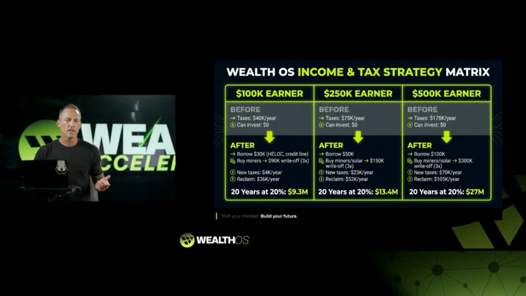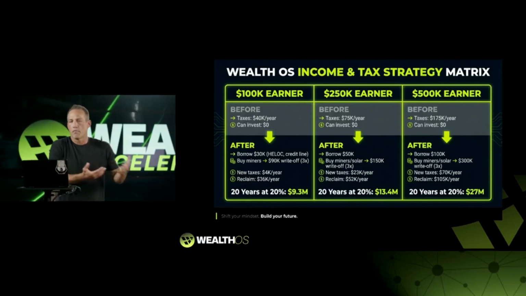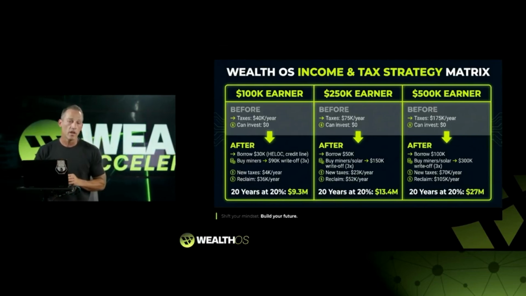If I'm a $250,000 earner, same playbook. I borrow $50,000 against some credit line that I have. I buy $150,000 in tax depreciation. I reclaim $52,000 per year that I already made. I'm giving away. I can now get to invest. That could be 13, 14 million in 20 years.